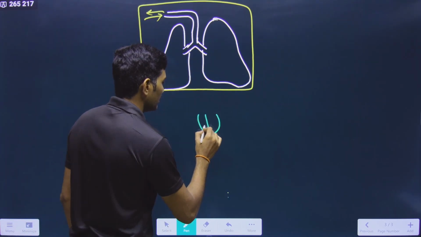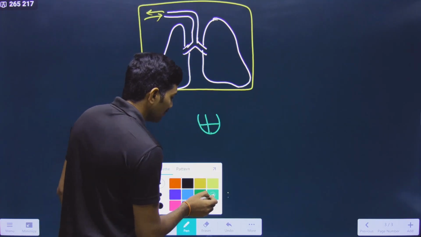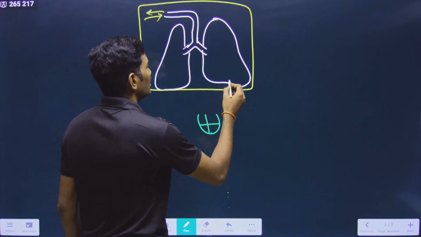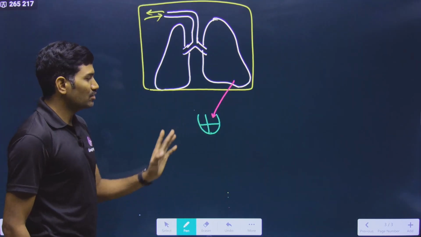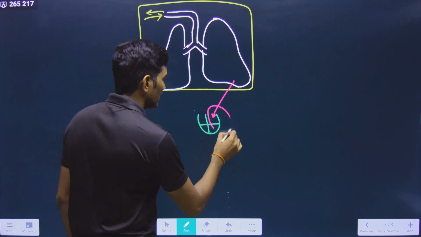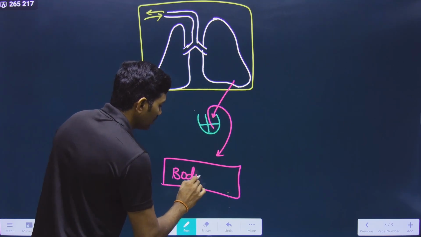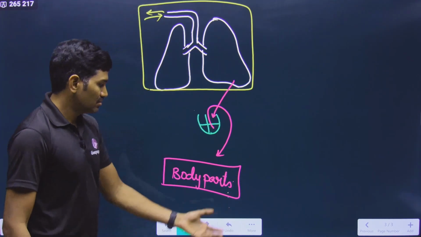Suppose there is a heart here. Don't worry about the heart. These things I will tell you slowly. Since I wanted to tell you what is breathing and exchange of gases, I am telling like this. See here, from the lungs, air is coming to this heart, and from the heart now it is supplied to all the body parts. Blood circulation is carrying these gases to the body parts.